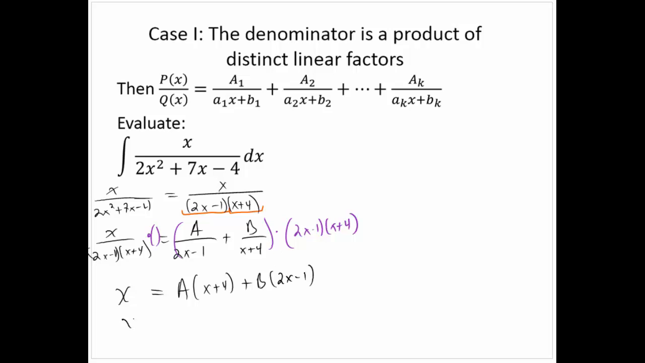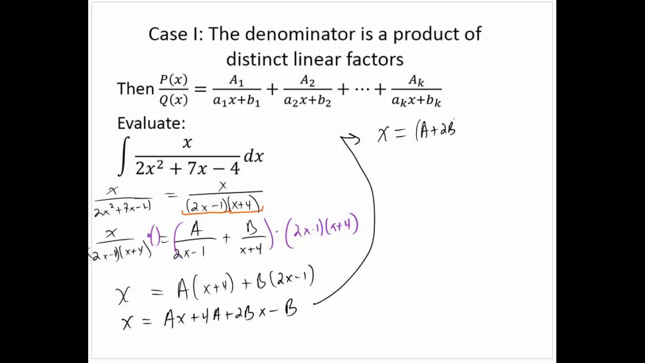And so then x equals ax plus 4a plus 2bx minus b. Now notice, let me simplify this a little more. So then x would equal, I'm going to group all of the x's together. On the right hand side, I would have a plus 2b times x, and then the constants are 4a minus b.